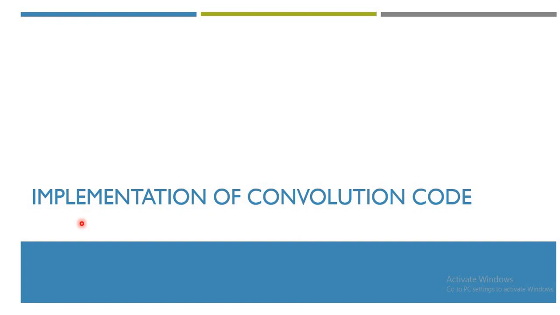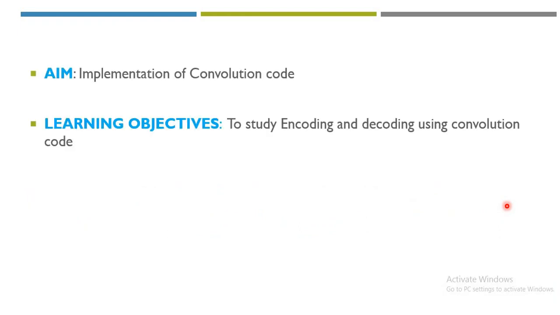Hello students, so today we are going to perform the next practical, that is the implementation of a convolution code. Now the aim of this particular practical is to implement the convolution code. Learning objective is to study encoding and decoding using a convolution code. The tool which we need for performing this particular practical is Matlab.